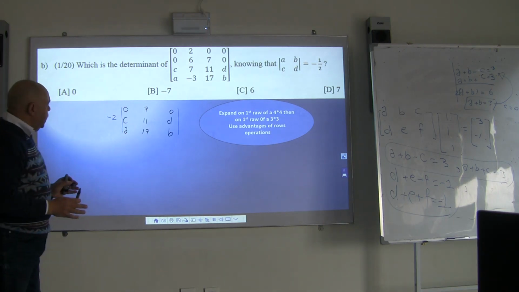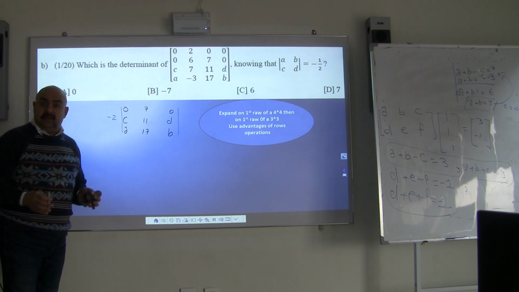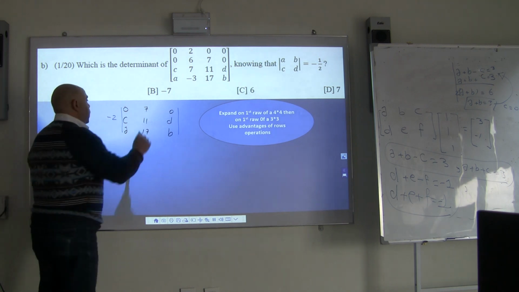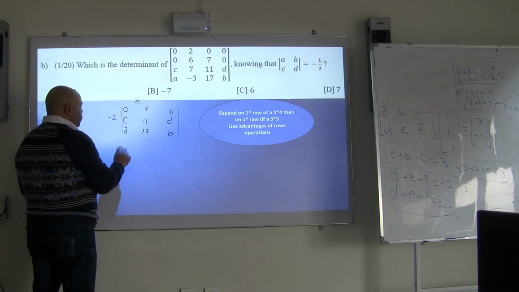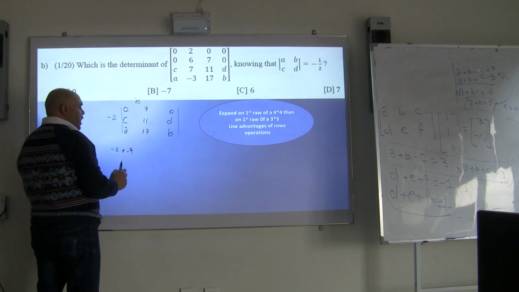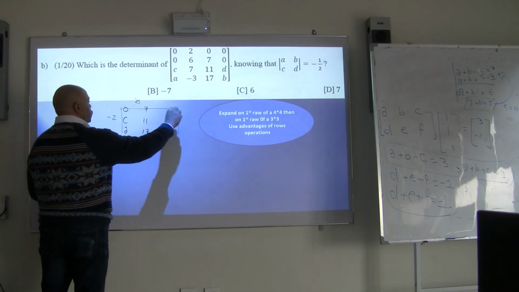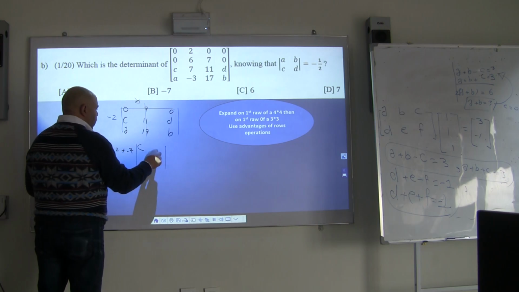Okay, same way, I will try to search for the row or column that contains the maximum number of zeros. So I believe the first row also looks tempting. So it's going to be negative 2 times a negative of a 7 because of the sign of this minor. I will try to erase the first row and first column, so I will end up having C, D, A, and B.